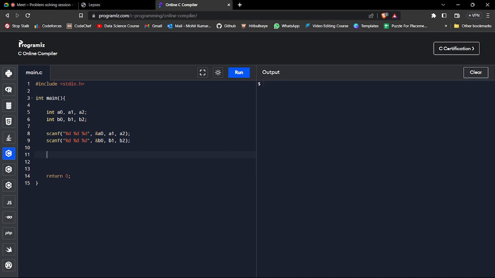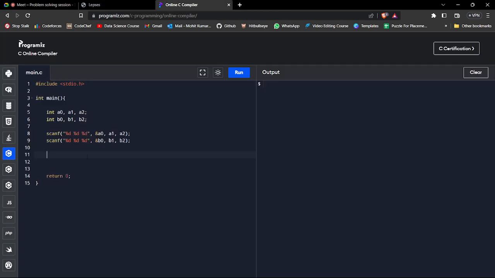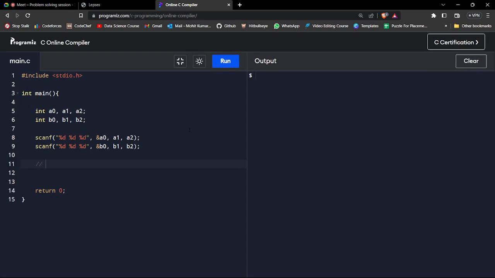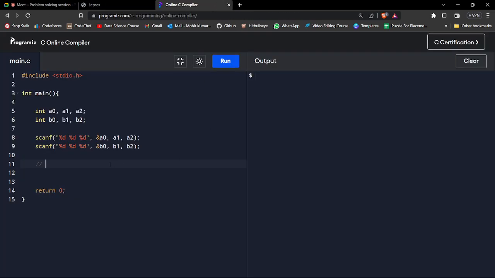Okay, so let's start with the comparison of a0 and b0. What the question has said is that we have to compare if a[i] is greater than b[i], if a[i] is less than b[i], or they are equal. Before coming to this, let's just code the first part. I think the font size is visible to all, right? Yes.